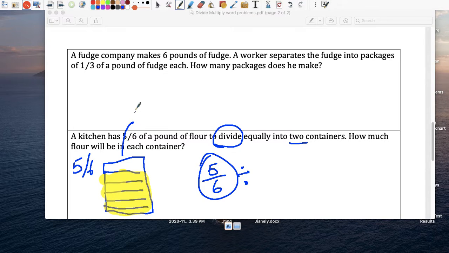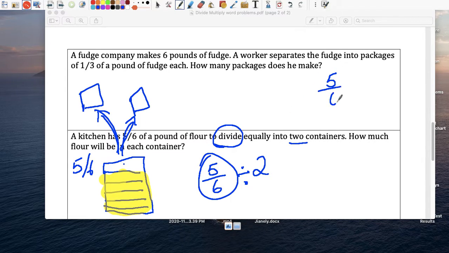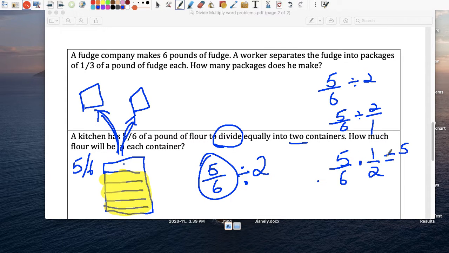Quiero aquí y quiero, and I want to put it over here. I want to put it in that container, and I want to put it in that container. How much? ¿Cuánto va en cada container? So divide it by 2. Let's write that again. Definitely a division problem. So first of all, let's change that to a fraction. Now, we change the division to multiplication and the reciprocal of that. 5 times 1 is 5 on the top. 6 times 2 is 12. So in here, we're going to put 5/12. And in here, we're going to put 5/12. It'll be half of the amount in each container.